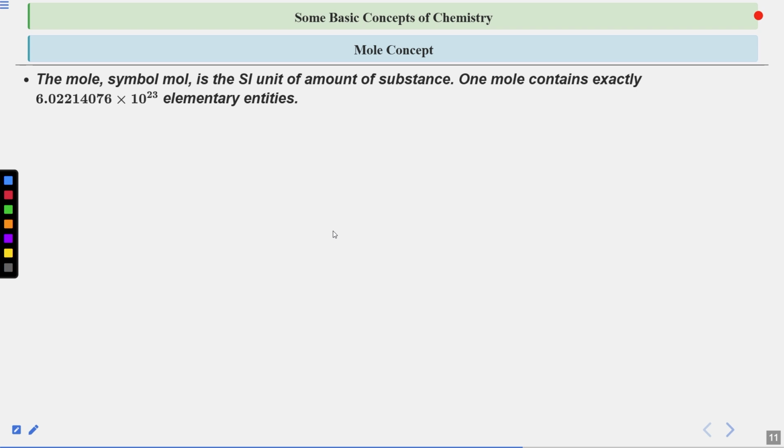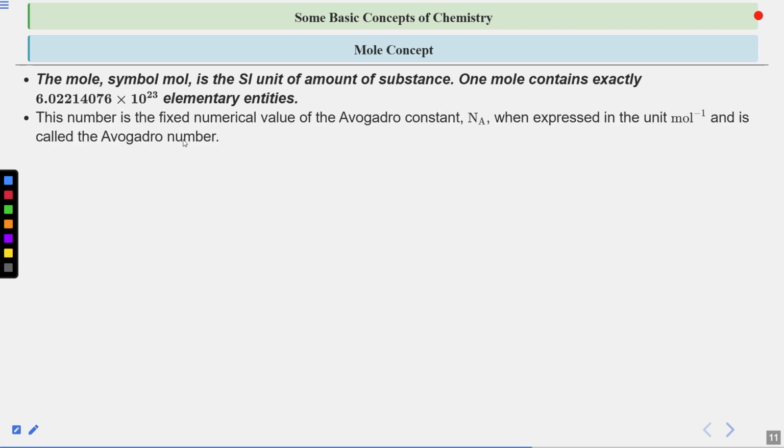So while doing the calculation, we drop the part after the third decimal. We drop this 14076 as a whole, and we only take 6.022 into 10 to the power 23 as our calculational part. Now, this number is fixed and is called the Avogadro constant, represented as capital N with a subscript capital A, and its unit is per mole. This is also called the Avogadro number. So both the unit, which is per mole, and the symbol capital N with a subscript of capital A are important.